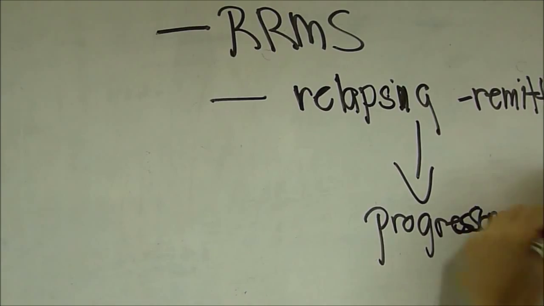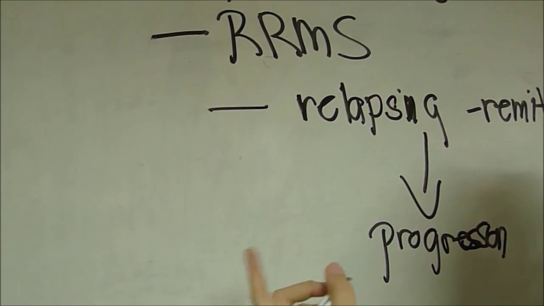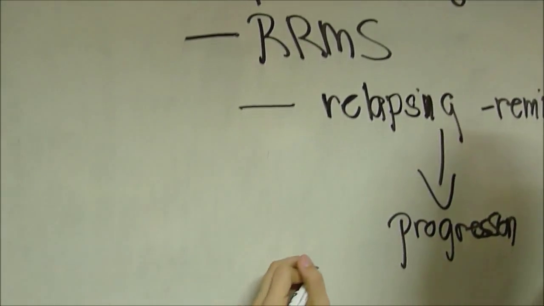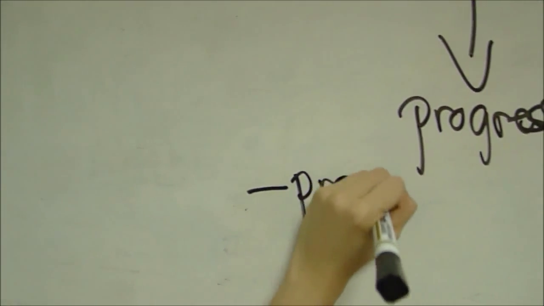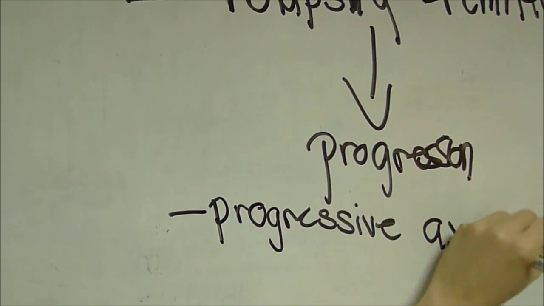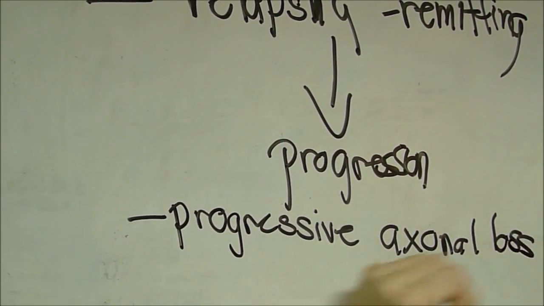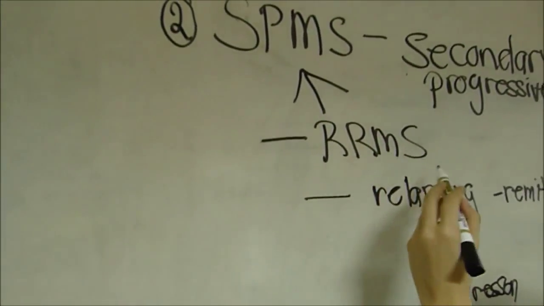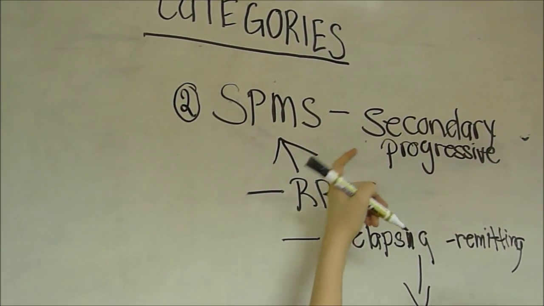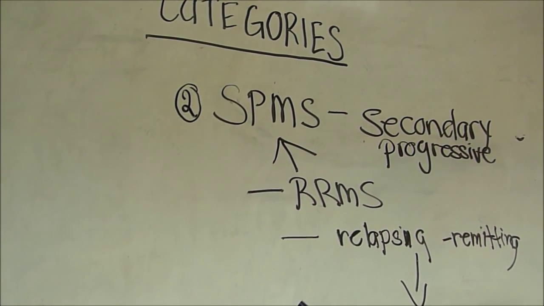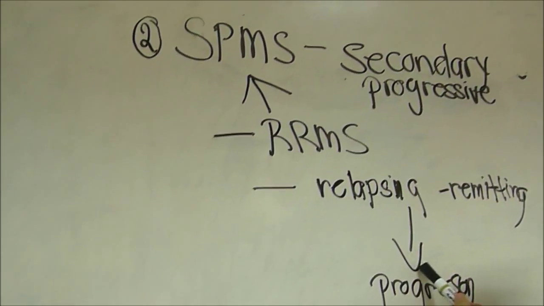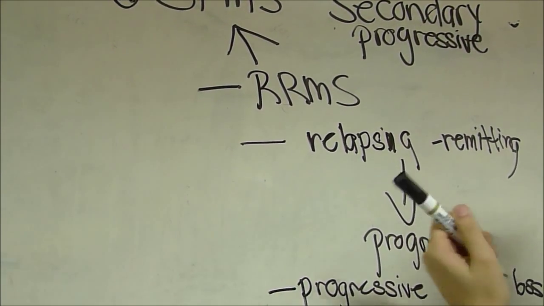This also includes occasional relapse. For secondary progressive, this results in a progressive axonal loss. So again, from RRMS, which is our first category, it develops into secondary progressive MS, which is characterized by initial relapsing remitting followed by a progression at a variable rate that may include occasional relapse.